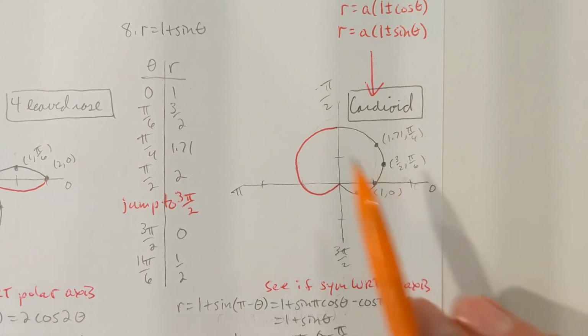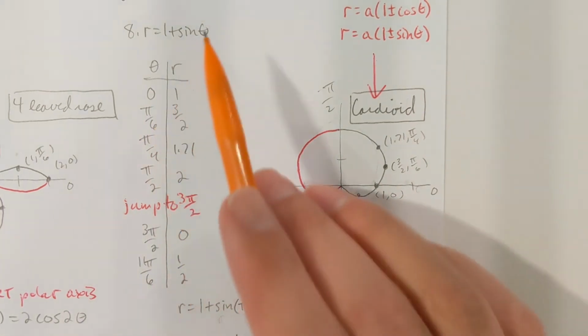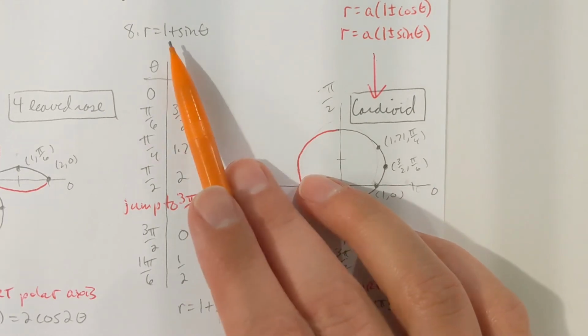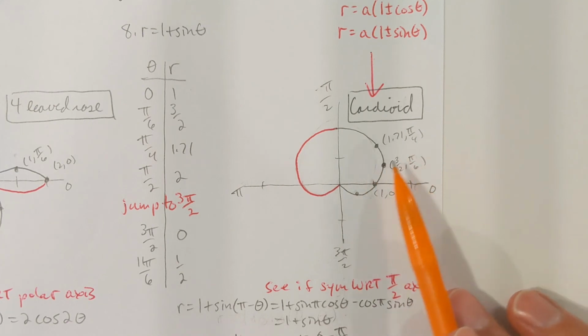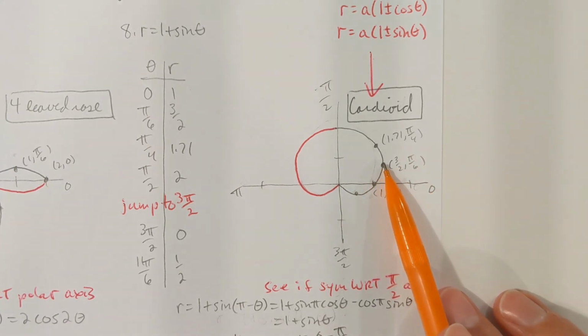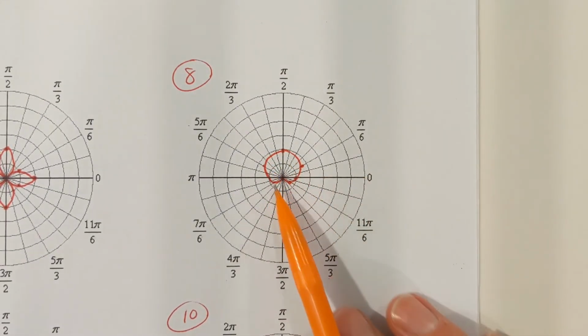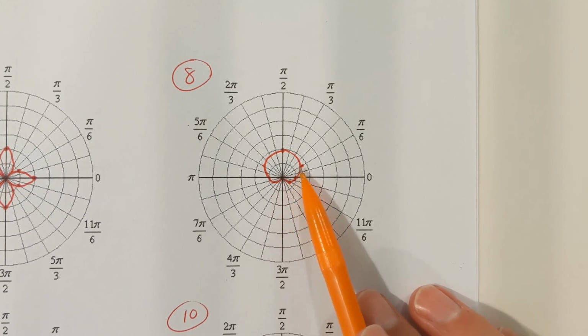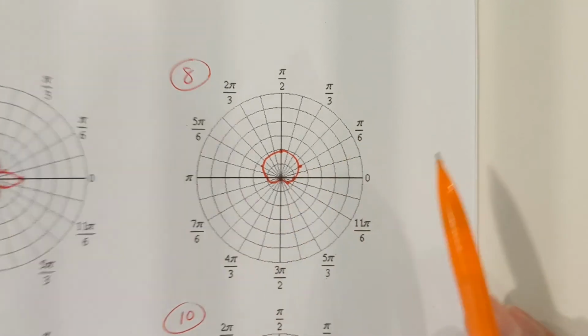Okay, if theta is pi over 6, sine pi over 6 is 1/2. Plus 1 would be 3/2 then for r. So on the pi over 6 radial line, I want to go out 3/2 units. Of course, on the polar grid here, it's probably easier to draw that. Here's the pi over 6 axis. I'm going out 3/2 units and plotting that point there.